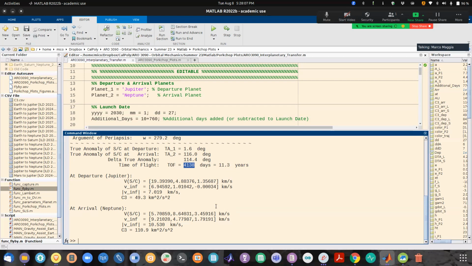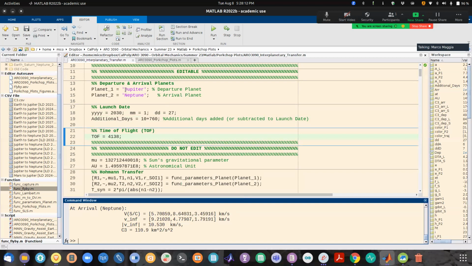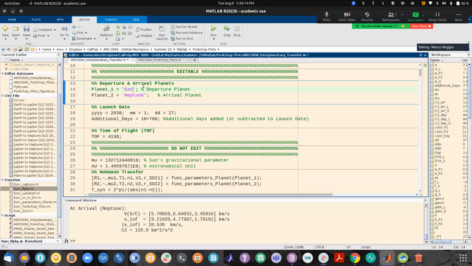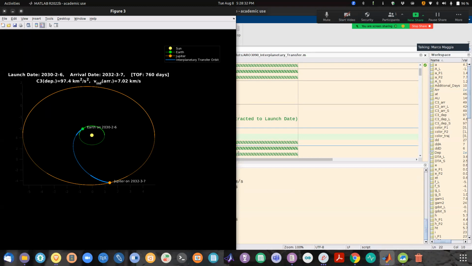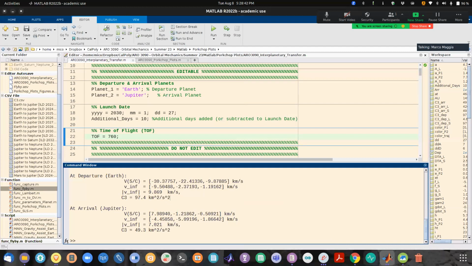Moreover, you can also find the exact C3 at departure. You should have read that before, and I apologize for that. So let's recreate what we had before, the first leg from Earth to Jupiter. Now this 760 goes here. Just to make sure, for peace of mind, that the C3 at departure is indeed within the requirements. Yes, it is 97.4. So you know that it's 97.4.